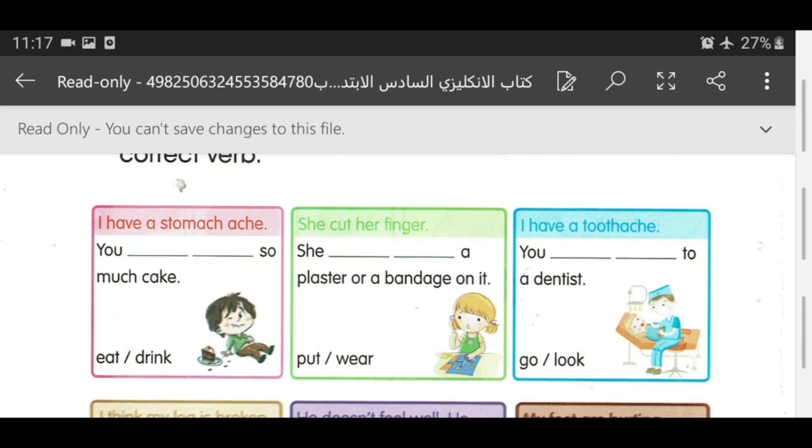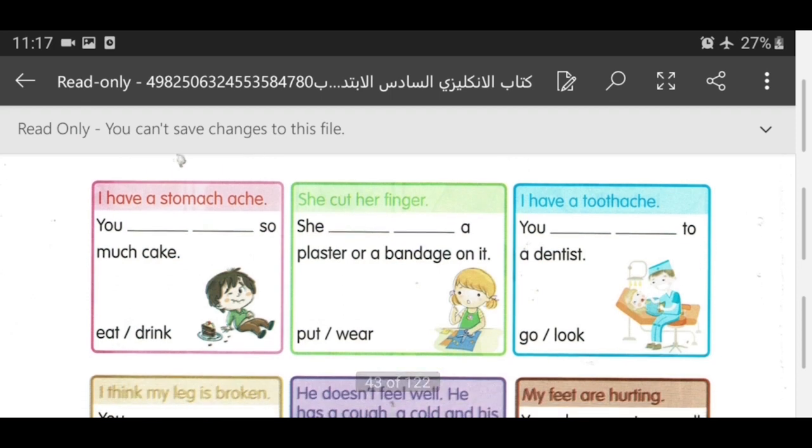I have a stomach ache. You so much cake. What do we say? You shouldn't eat so much cake. She cut her finger. She a plaster or a bandage on it. She should put a plaster or bandage on it.